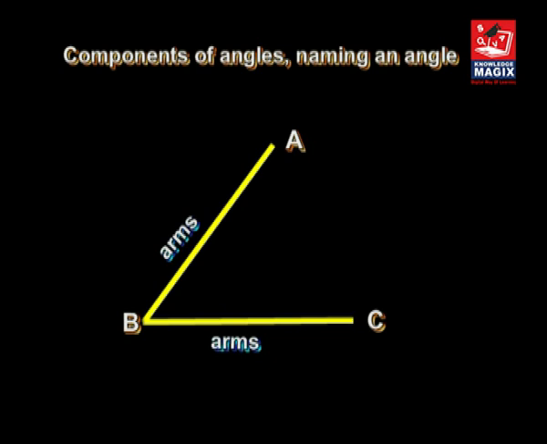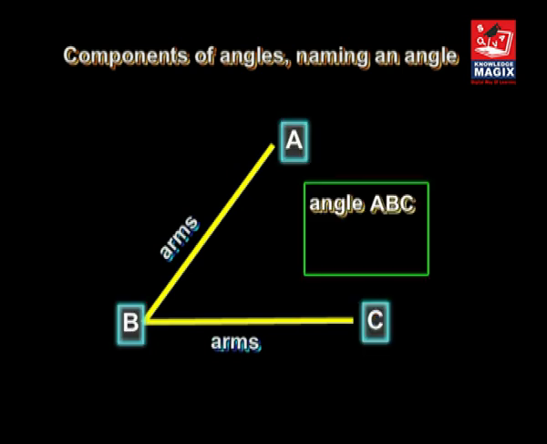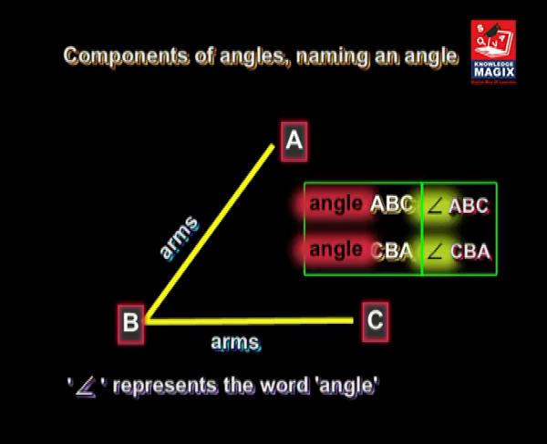So what is the name of the angle? The angle is named by three letters. The letter in the middle represents the vertex of the angle. So this angle is called angle ABC. And remember, we can call this angle as angle CBA also. Both are correct, and this symbol represents the word angle.